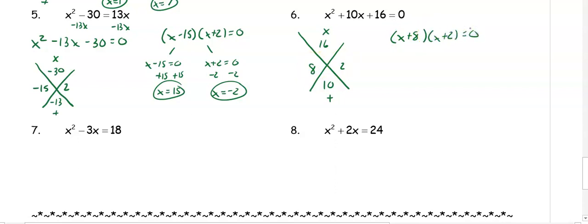So each part gets set equal to 0. x plus 8 equals 0. And x plus 2 equals 0. So when we subtract 8, we get x equals negative 8. When we subtract 2, x equals negative 2.